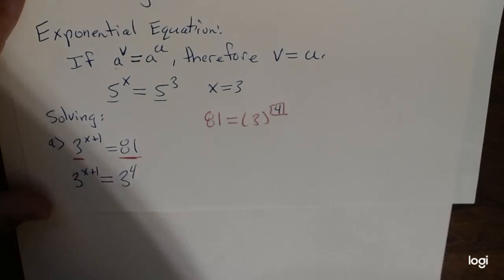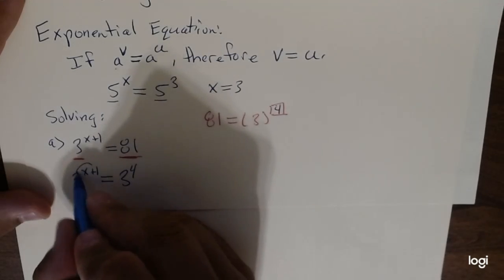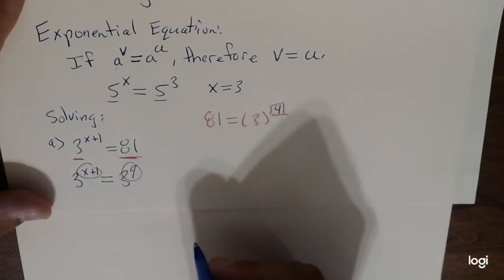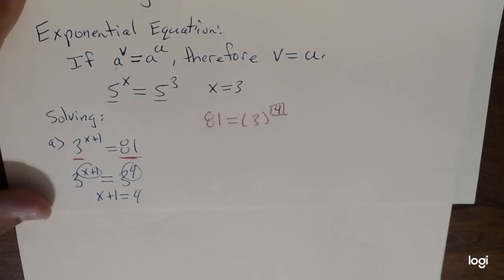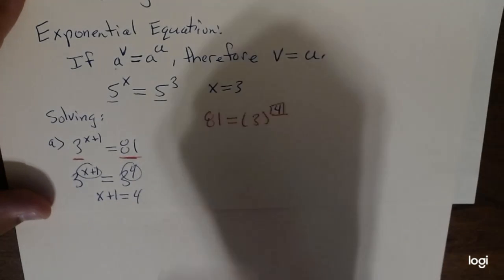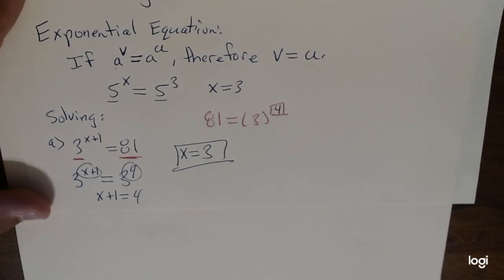And now we can use our equation to solve for it. Since the bases are the same, the powers must also equal one another. Or in other words, x plus 1 equals 4 now. And notice now it's a very simple equation to solve. So therefore, x must equal 3 in order for this to be true.